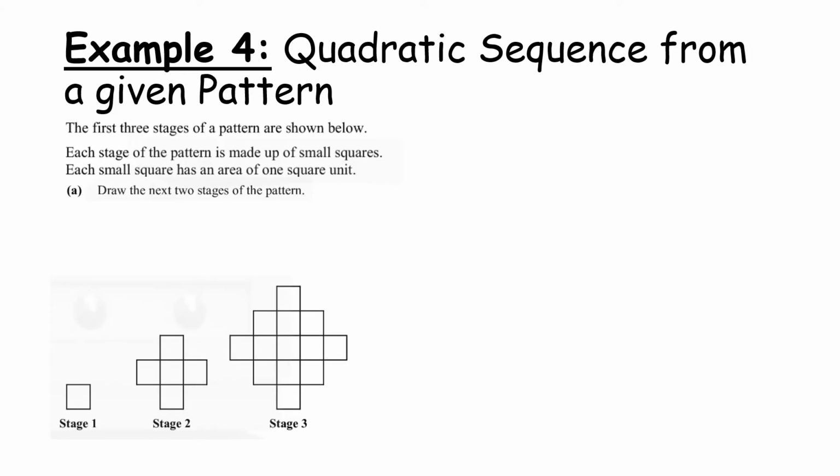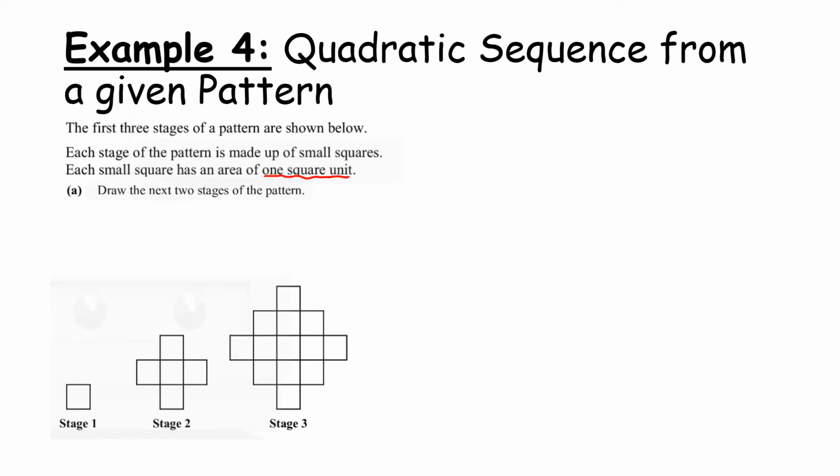So now let's look at getting a quadratic sequence from a given pattern. The first 3 stages of a pattern are shown below. Each stage of the pattern is made up of small squares, and each small square has an area of 1 square unit. Now that's very important. We're going to be using that as the question progresses.